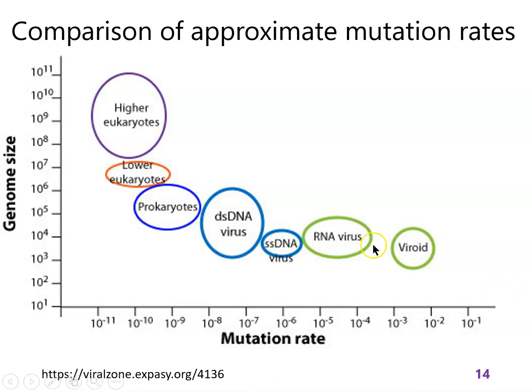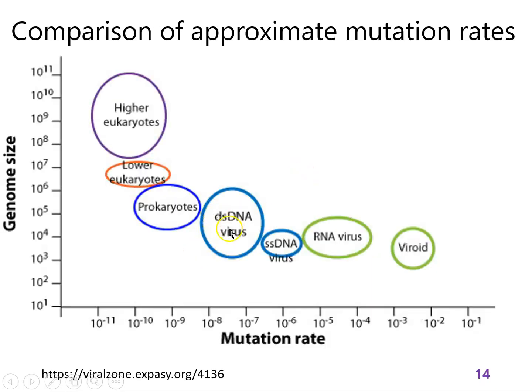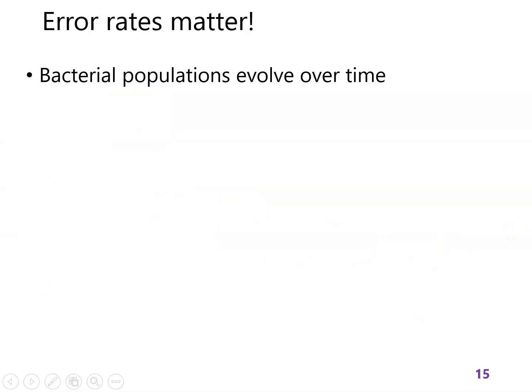So this mutation rate tells us how fast these things are going to evolve. It really does matter. So one is that bacteria will mutate faster than we will, but also they reproduce faster than we do. So their populations evolve. We have to be ready for that.